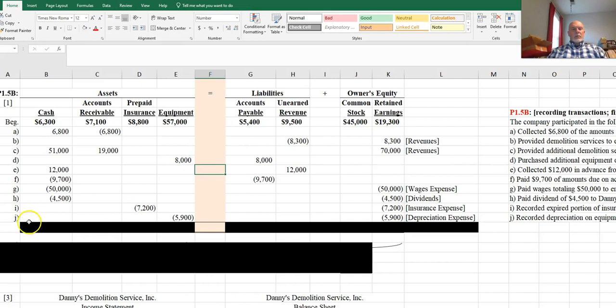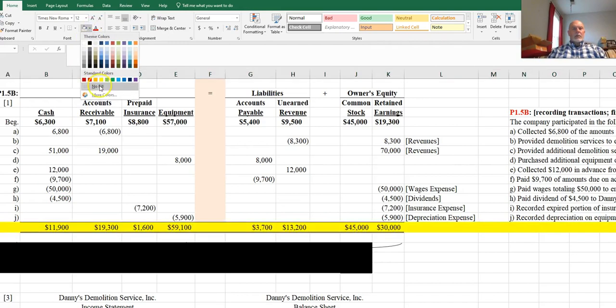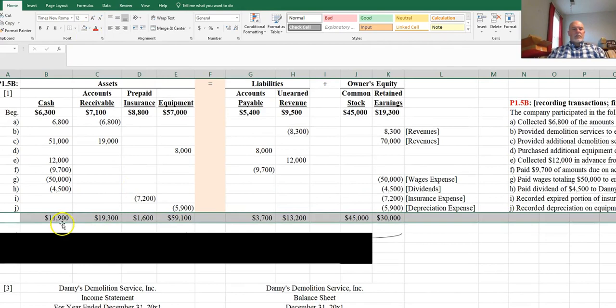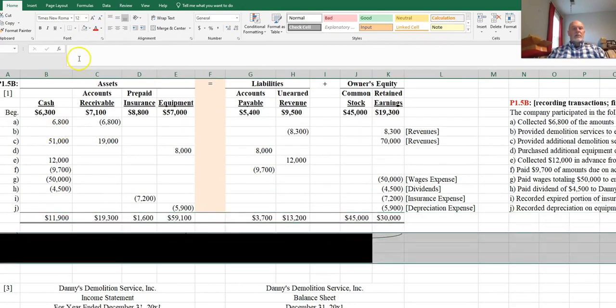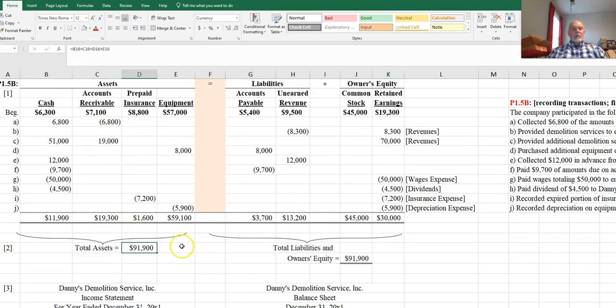When you're through recording transactions at the end of the period, we're going to add up the totals of all the columns, and it's a good thing, first of all, just to check and make sure everything's in balance, that your assets do equal the liabilities and owner's equity. And here you can see that they do add up, they are in balance, and so we're in good shape. And now we're going to go to the financial statements.